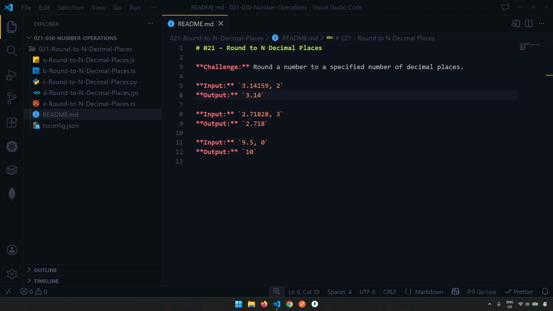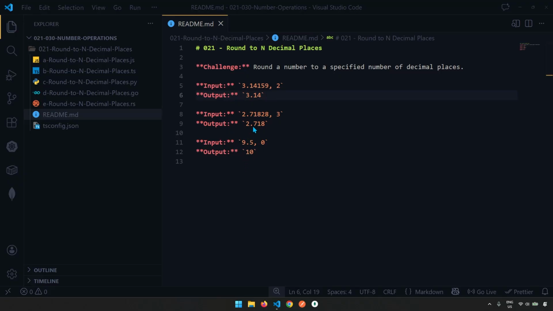So what is this challenge? The challenge number is 21. And our job is to round a specific number by a specific number of decimal places. So the number that we accept is going to be floating type. That means it has decimal points. And if I have 2 for this number, then 3.14159 becomes 3.14. The same thing goes for the other two inputs and outputs as well.